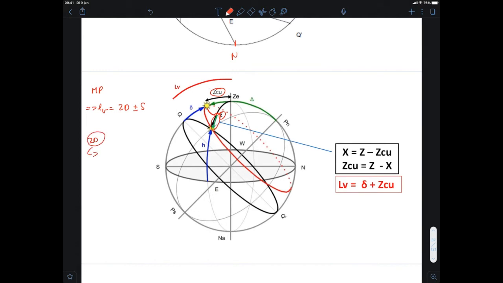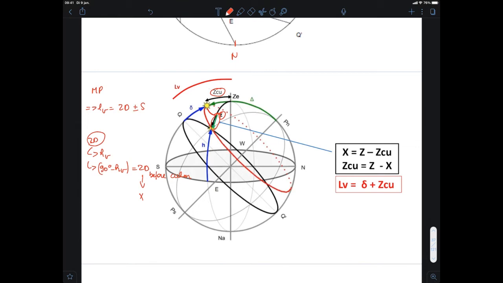We know the zenithal distance is not something that we can observe. The only thing that we can observe is our altitude. Voilà. If we subtract the altitude from 90 degrees, then we get our zenithal distance. In this case, we will get a zenithal distance before culmination, to which we have to apply corrections.